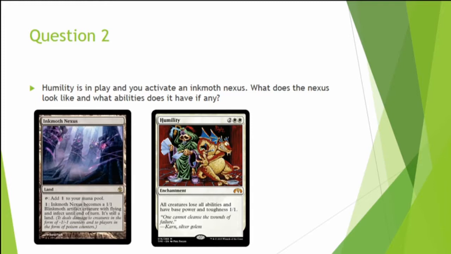Question 2. Humility is in play. What is the result of this card? We're talking about layers, bro. Every EDH player is going to ask you about Humility at least once in their life. Okay. So you have Humility in play, and you activate an Inkmoth Nexus. What does the Nexus look like, and what abilities does it have, if any?